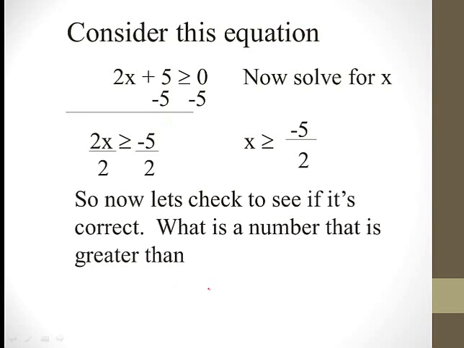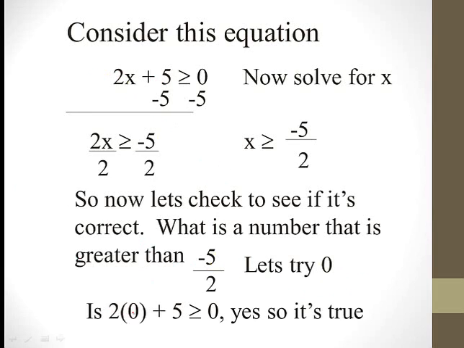So let's check it and see if that's correct. What's a number greater than -5/2? How about 0? 0 is bigger than -5/2. Let's plug that in. Is 2 times 0 plus 5 greater than or equal to 0? Well, what's 2 times 0? 0. 0 plus 5? 5. Is 5 greater than or equal to 0? Yes. So that means that's a true statement.